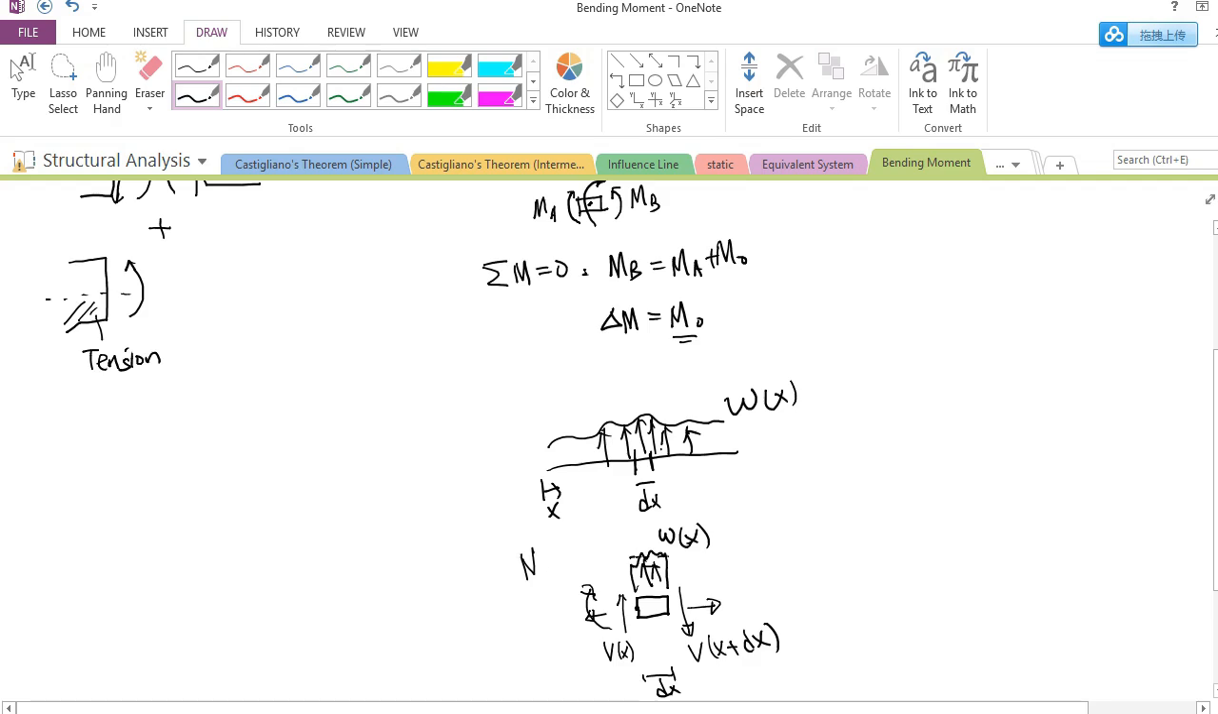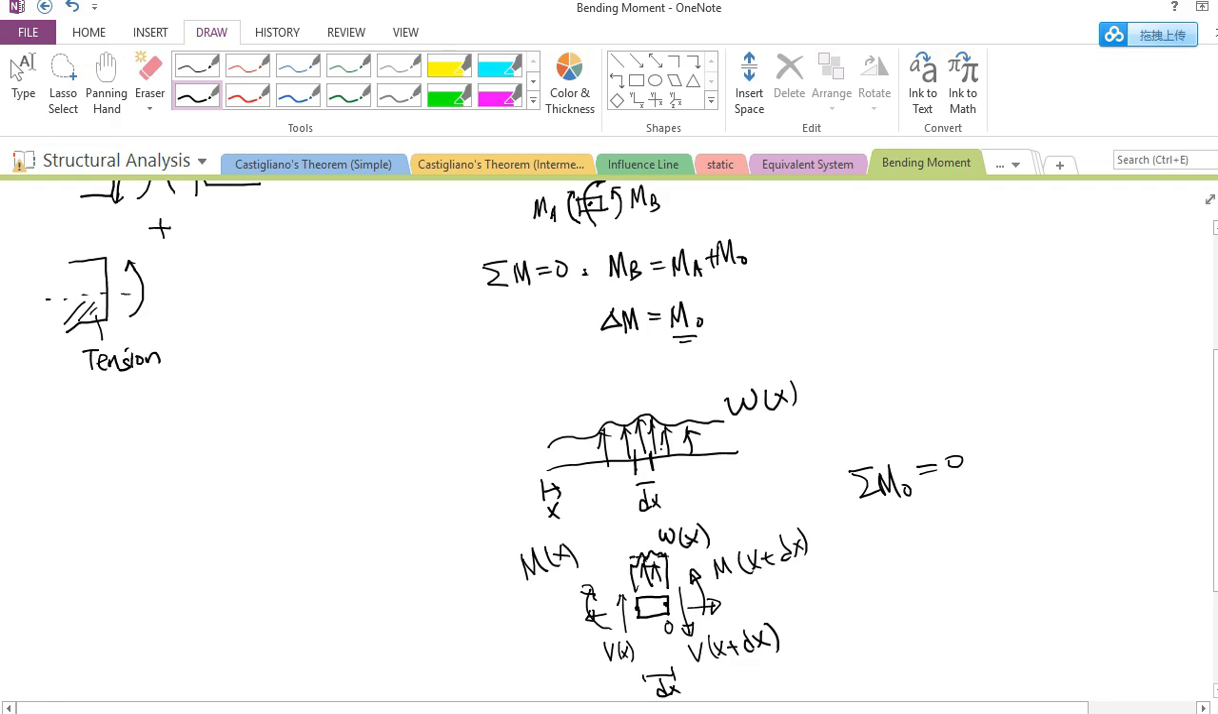The moment here is called m of x, and this is called m of x plus dx. Let's say I take this point as the moment point, let's call this point O. The summation of moments at point O must be 0 because this is a static system.